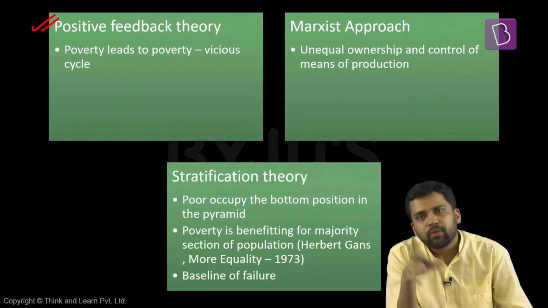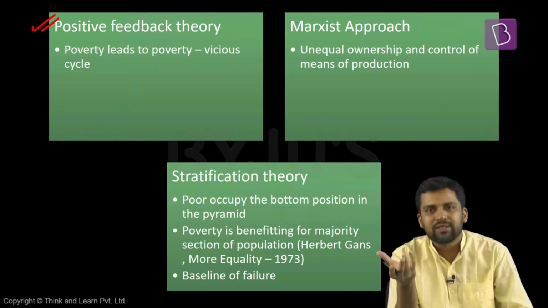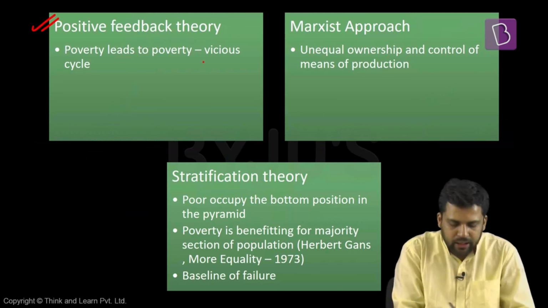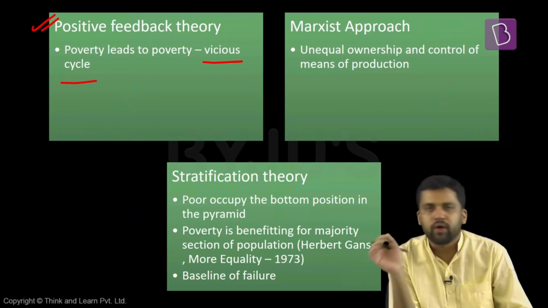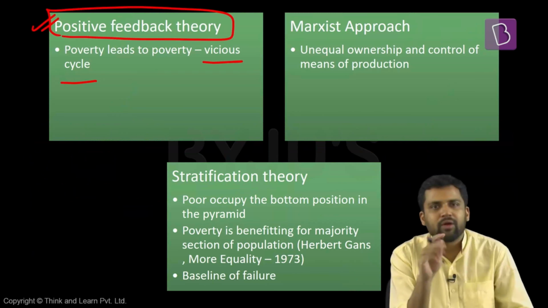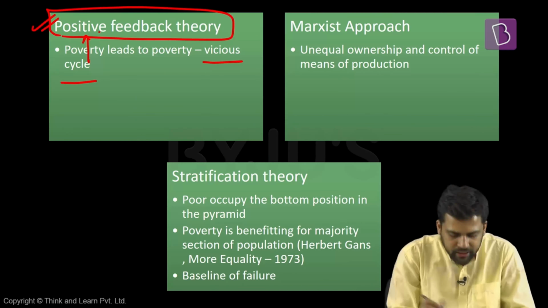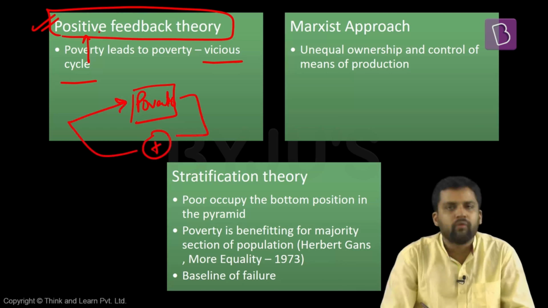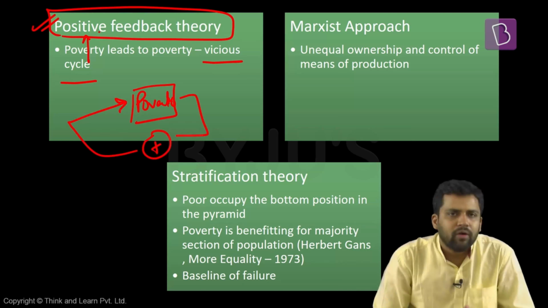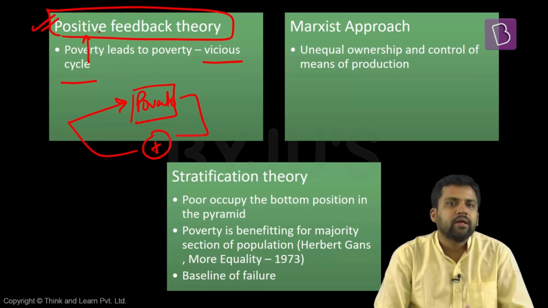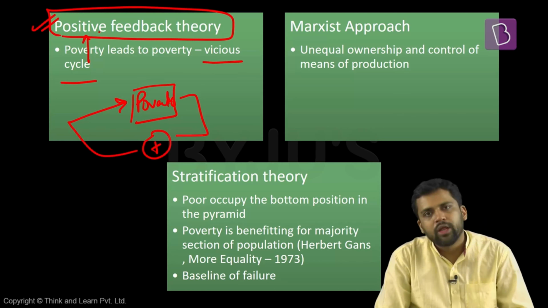Positive feedback theory. What is the meaning here? Positive feedback theory of poverty is also referred to as the vicious cycle theory. According to it, poverty leads to poverty. Poverty breeds poverty. When we say positive feedback, we are not saying that anything is positive here. Rather, poverty acts as a positive feedback to poverty. One example: if a person is poor, there are high chances that he might not be able to afford education, or healthcare.